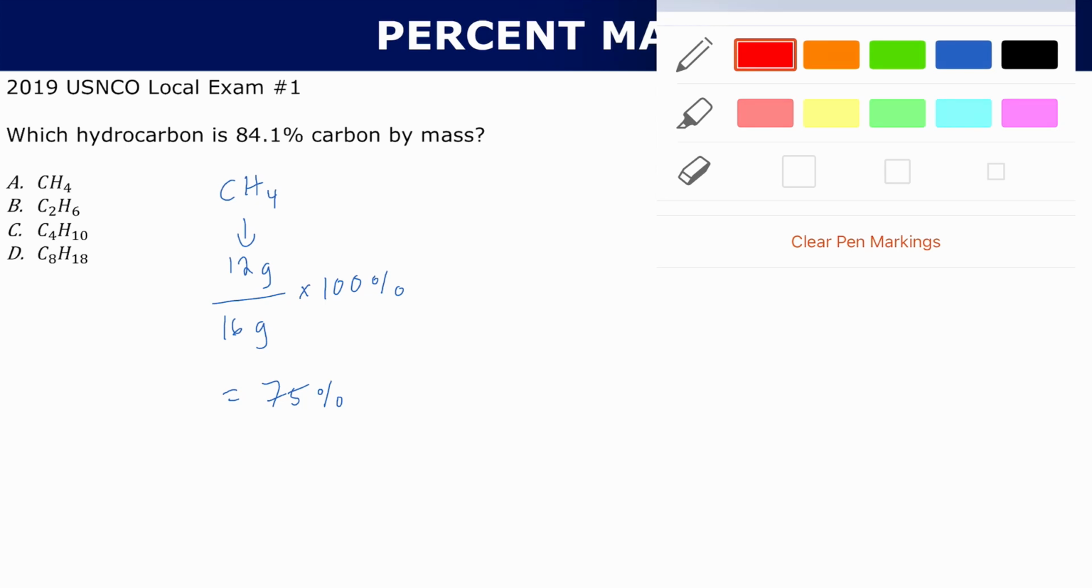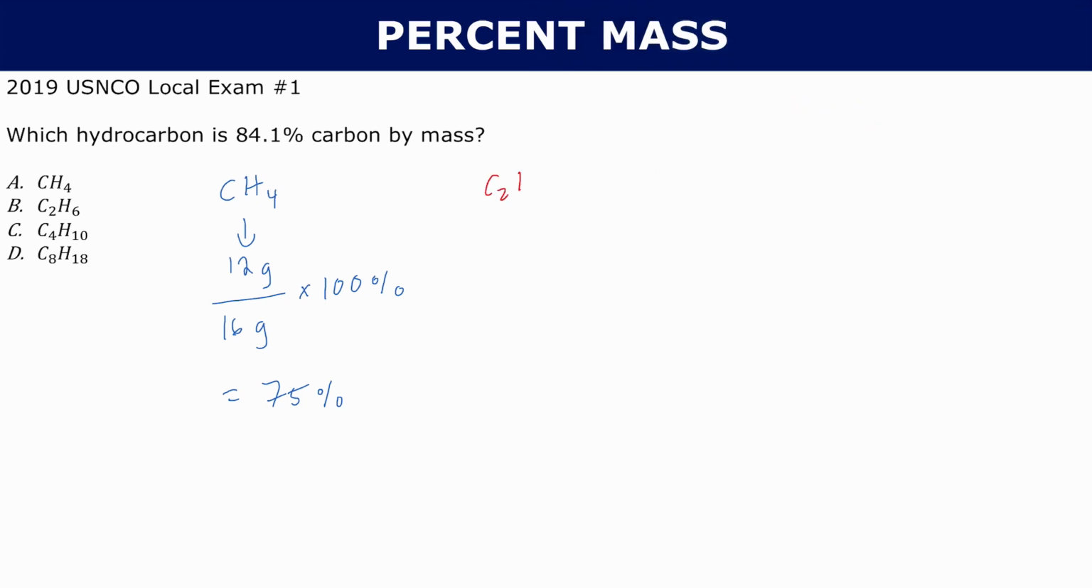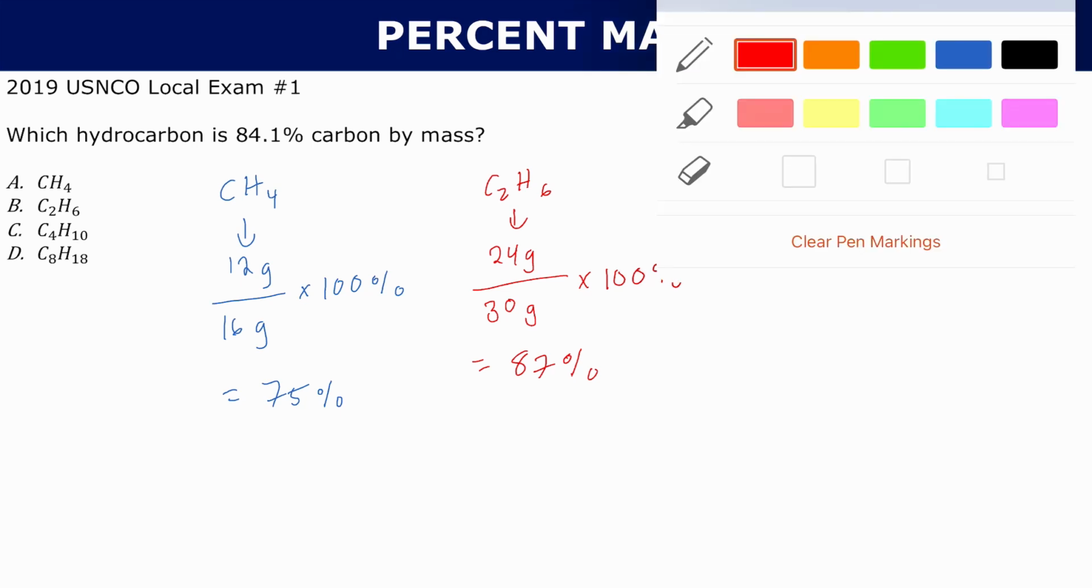What about the other ones? Let's try C2H6. Carbon in this case, if you have a mole, is 24 grams over the molar mass of this compound, which is 30 grams. And you multiply this number by 100%, and that tells you that carbon is about 87%. That's also not 84.1%, so this is also not the answer.